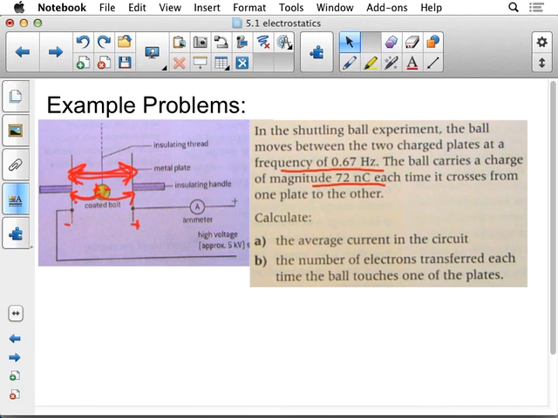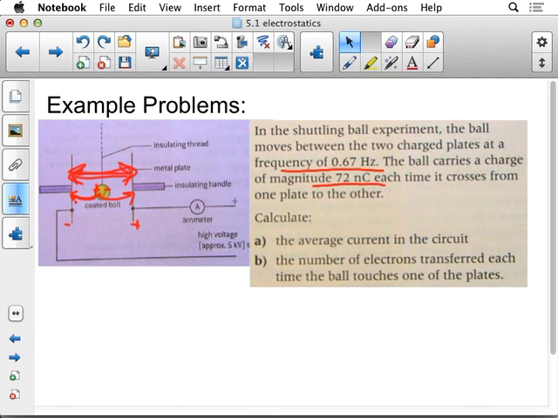Essentially, how much is transferred? The ball carries a charge of magnitude 72. So just divide. The ball has a charge of 72, right? Once it touches, they become neutral, so 0 again. So the total transferred is equal to 72, right? It swings from 72 to 0.